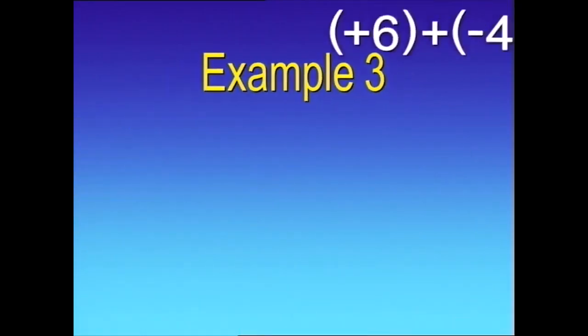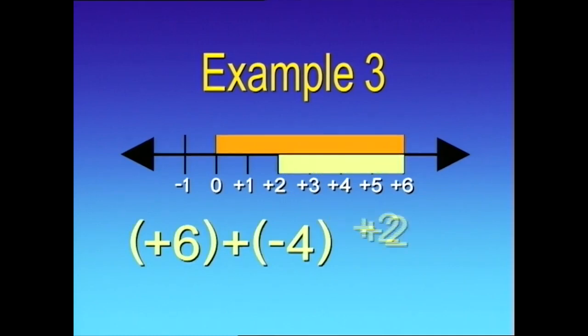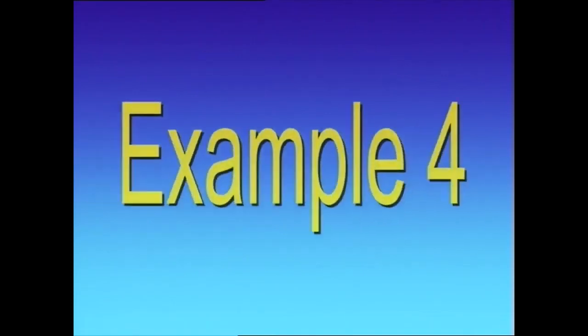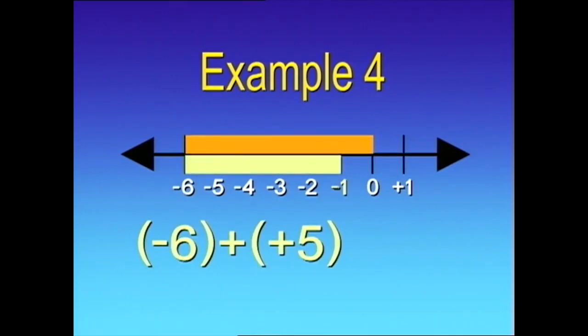How do you calculate positive 6 plus negative 4? Well done. Move 6 spaces to the right and then 4 spaces to the left, and the answer is positive 2. To calculate negative 6 plus positive 5, move 6 spaces to the left and then 5 to the right. The answer is negative 1.